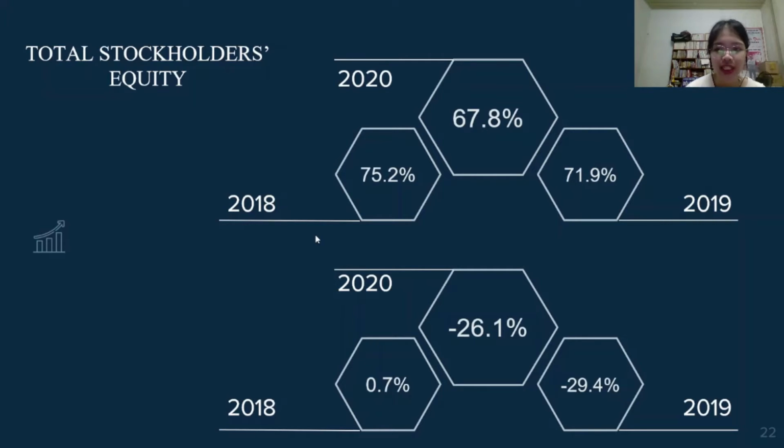While since 2019, Trường Thành has received a negative value for this category, with 0.7% in 2018, negative 29.4% in 2019, and negative 26.1% in 2020.